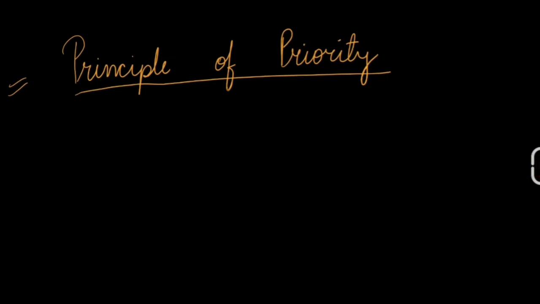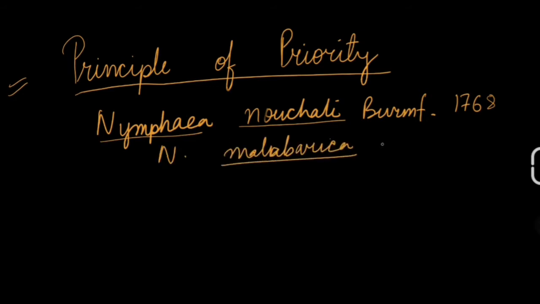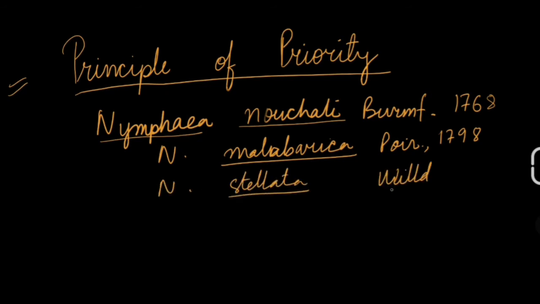So let's check some examples where the principle of priority has been applied, starting with a very simple example. Nymphaea nouchali was given the name by Burm. f. in 1768, and the same plant was also given Nymphaea malabarica by Poir. in 1798, and the same plant was also given Nymphaea stellata by Willd. in 1799.